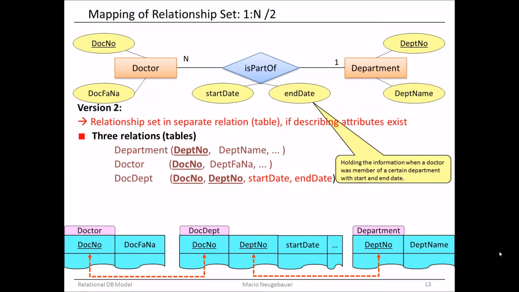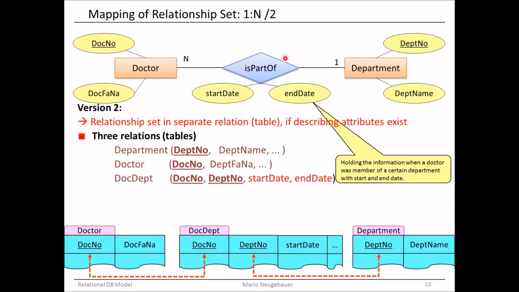The second case for a mapping of the relationship set of cardinality 1 to n appears if we have attributes describing the relationship set in more detail. And that's similar like the room relationship, but here in this case we have this n to 1 or 1 to n as the basis for our cardinalities. Let's have a look. We have the doctors with doctor number, doctor family name, and we have the departments with the department number and department name.